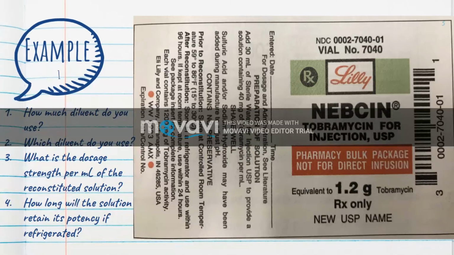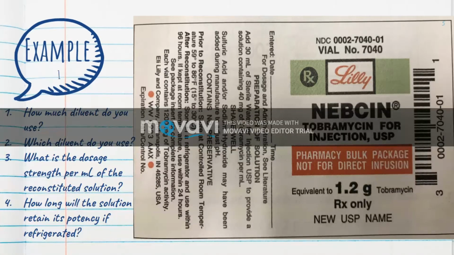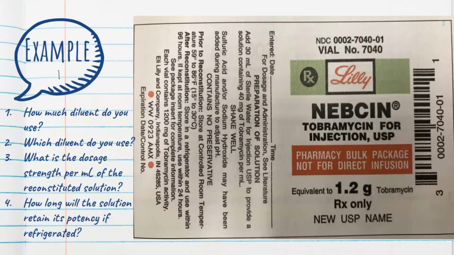This is example number 1, and we're going to practice reading the label. Reading the labels is important. I can't stress that enough. This is now your job to understand how to read these labels and produce great nursing effectiveness. We have Nebcin, or tobramycin for injection. It is 1.2 grams. We have to tilt our heads to read the side, and this is how they look. Can anybody look at that and tell me exactly how much diluent and which diluent to use?